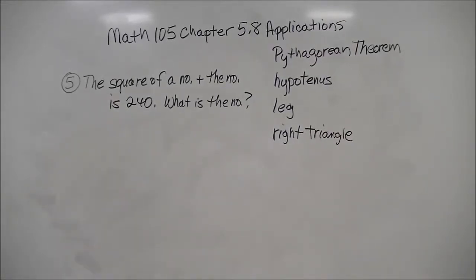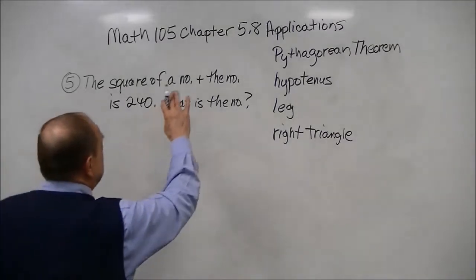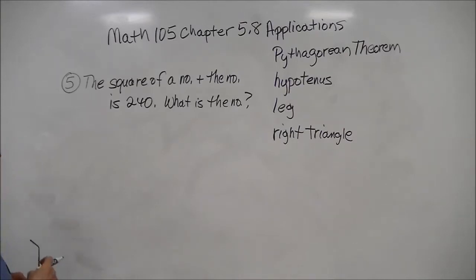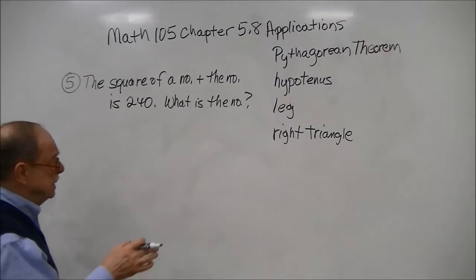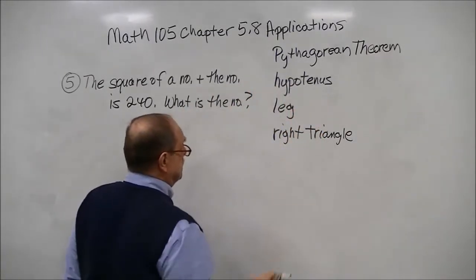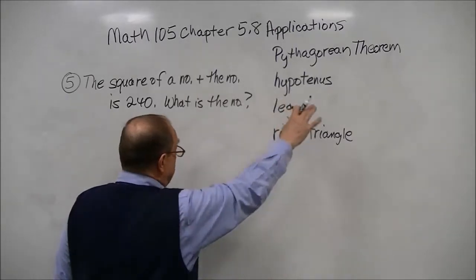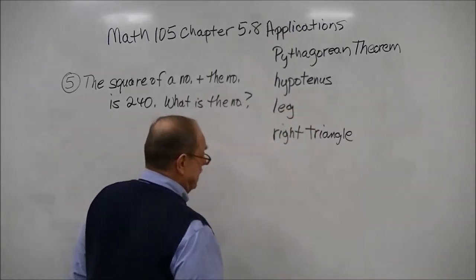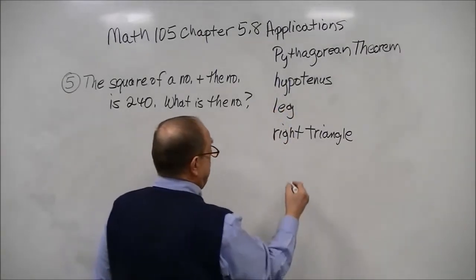Okay, as we start the last topic of Chapter 5, this is Section 8, and it's applications. And if you recall, applications are word problems. A couple of the key words that they'll have matching for is the Pythagorean Theorem, the hypotenuse, the leg, and a right triangle. Well, let me give you a little background on that.